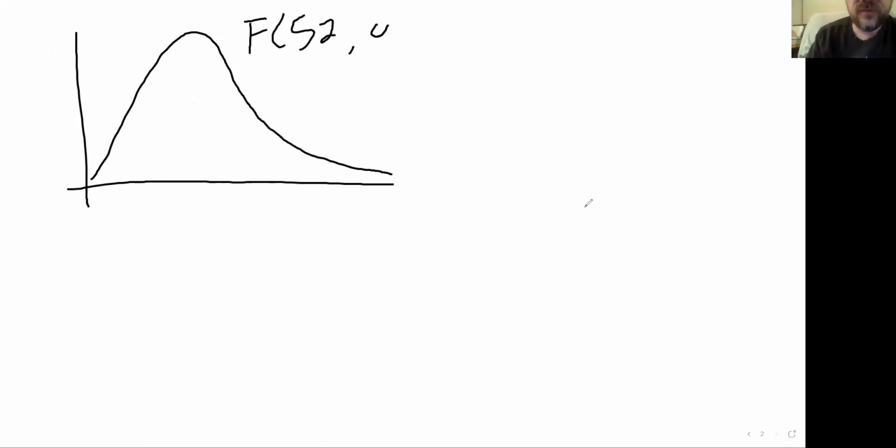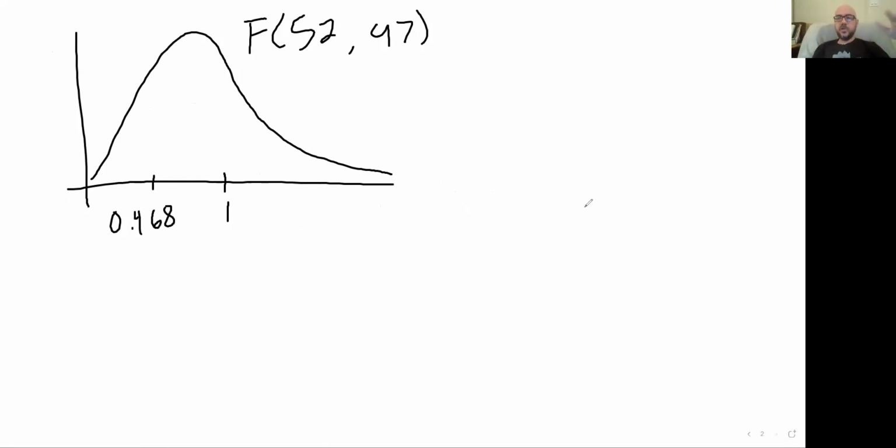So we get something that looks kind of like this. This is F(52, 47), right? So my numerator degrees of freedom go first, and my denominator degrees of freedom go second. And I had a mean of 1, and I had a 0.468, which is over here. That was my F statistic from this test.